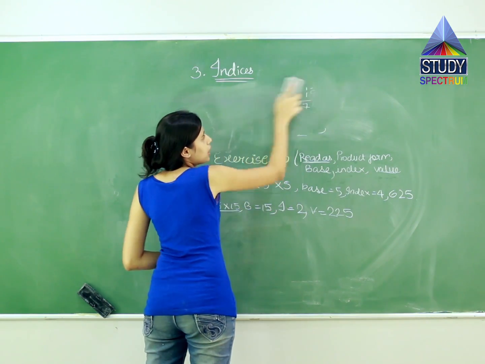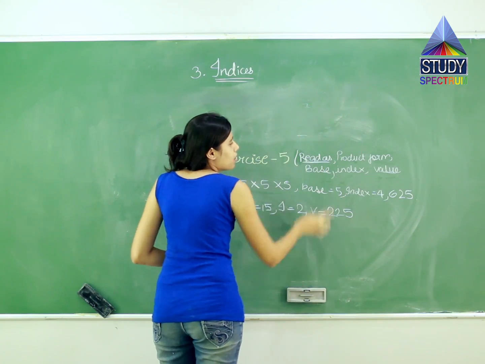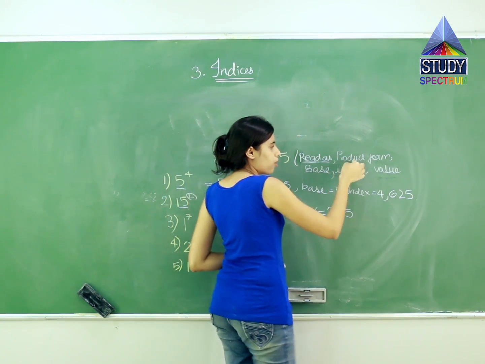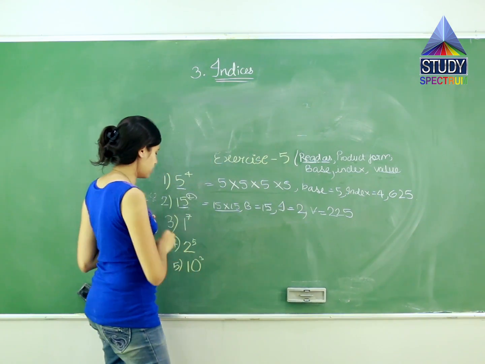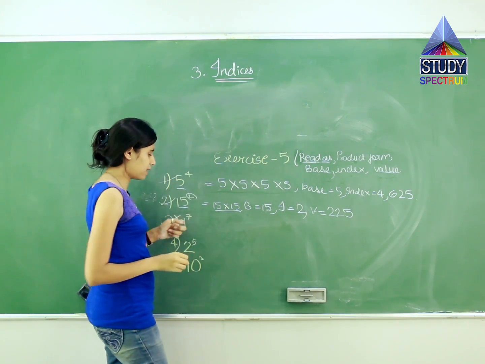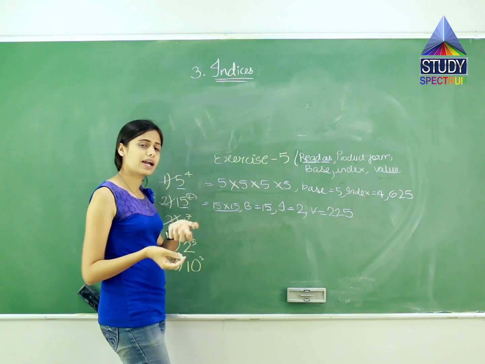Now let us solve another question. Similar type of question. In this, what do we have to write? Same: read as, product form, base, index and value. So let us start with the next question, which is the third question. 1 raised to 7. How is it read?